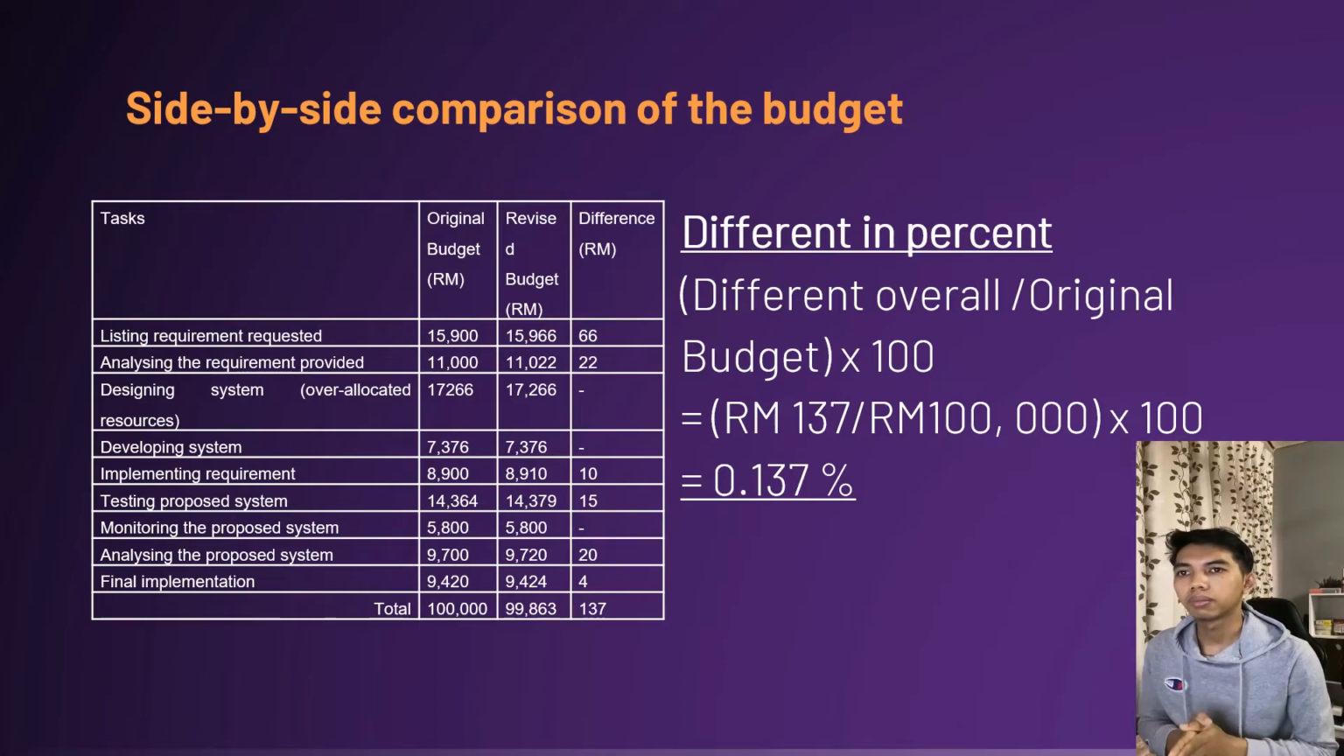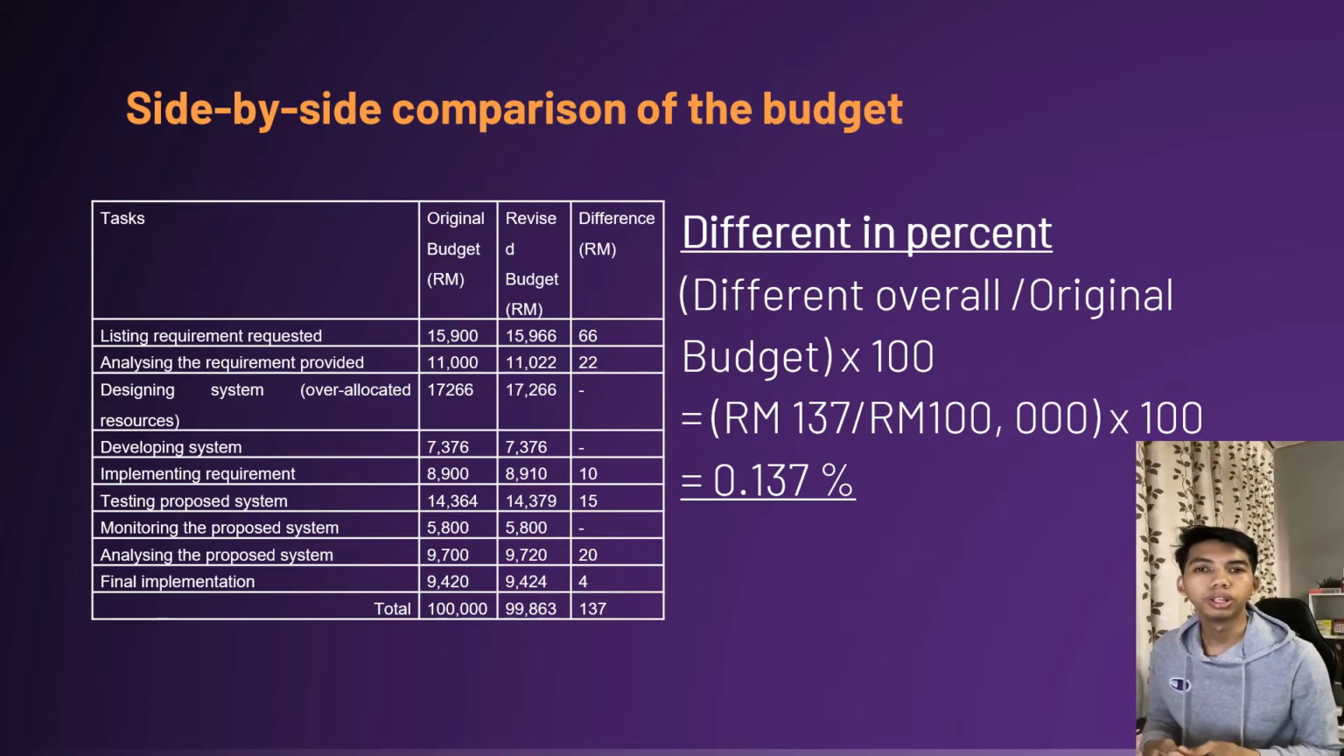Our differences. So the difference in percent, actually we use the formula: difference over the original budget times 100, so we got 0.137%.